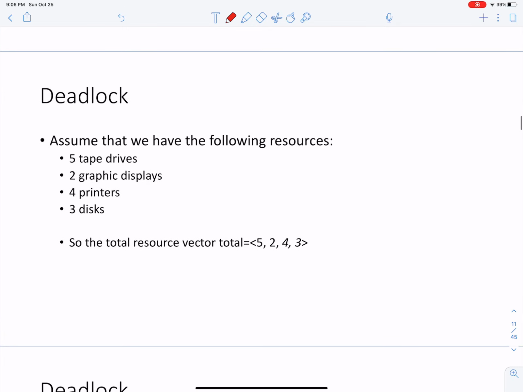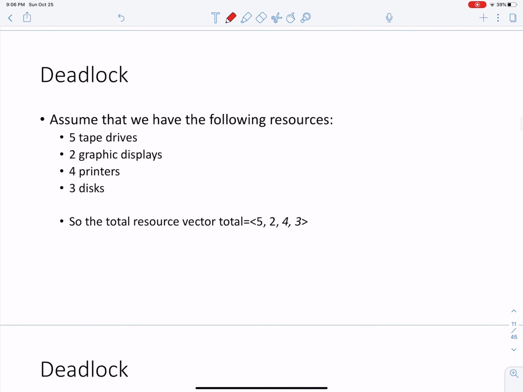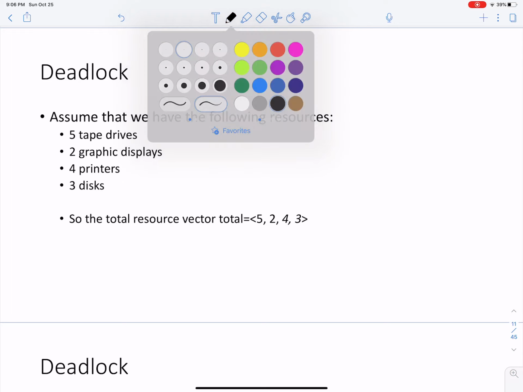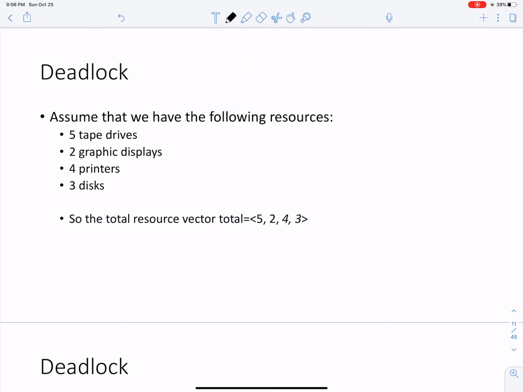Next I'm going to introduce the procedure of the banker's algorithm. Suppose we have the following resources. We have 4 tape drives, 2 graphic displays, 4 printers, and 3 disks. So we can create a total resource vector. We got 5, 2, 4, and 3, which means that each value just indicates the number of instances that we have for each kind of resource.